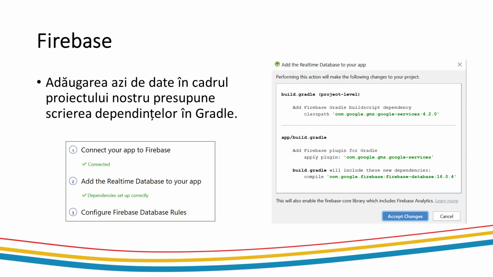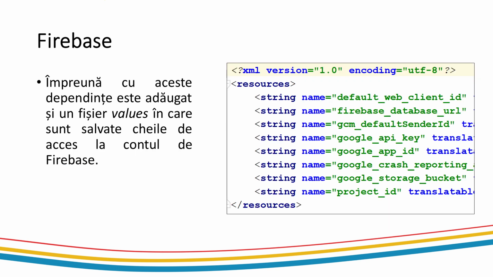Exactly. Without that dependency, your app code wouldn't have the necessary Firebase classes and functions to use. And it also mentions updating a values file with access keys. Sounds sensitive? Very sensitive. These keys authenticate your specific app instance to your Firebase project. They shouldn't be shared or hard-coded directly where someone could easily find them. The build tools usually handle them securely.